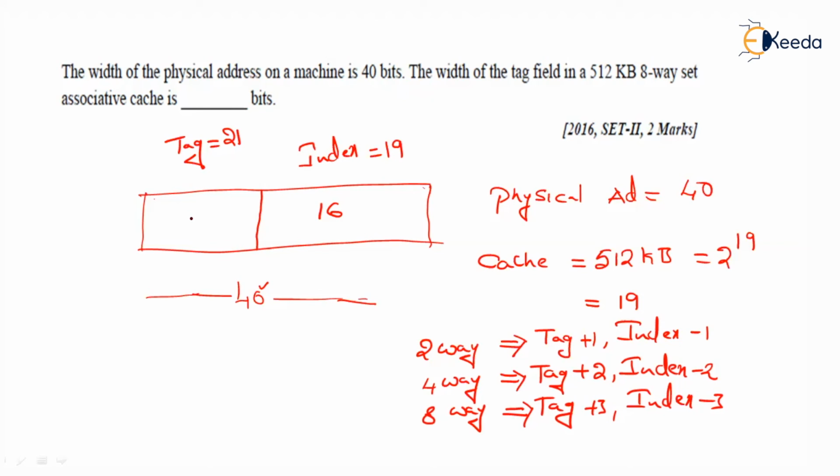Index is equal to 19 minus 3, that is equal to 16. Tag is equal to 21 plus 3, that is equal to 24. The number of bits needed to represent the tag field in a 512 KB 8-way set associative cache is 24 bits when the physical address is equal to 40 bits. So the answer is 24 bits.